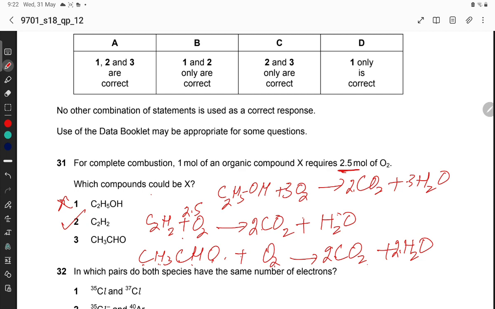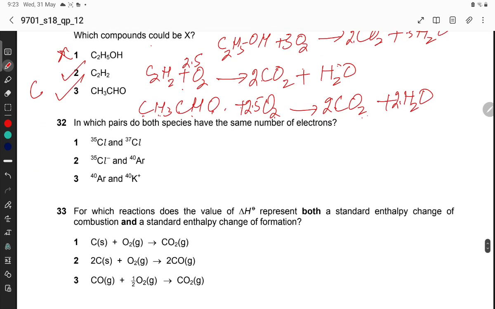This is 2 and 3 oxygen and 2 to the 4 and 2, 6. 2.5, so 2.5 moles and 1. So this option is correct. If 2 and 3, then the C option is there. In which pairs do both species have the same number of electrons?